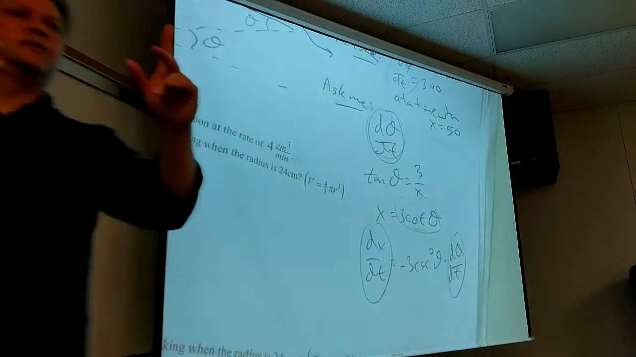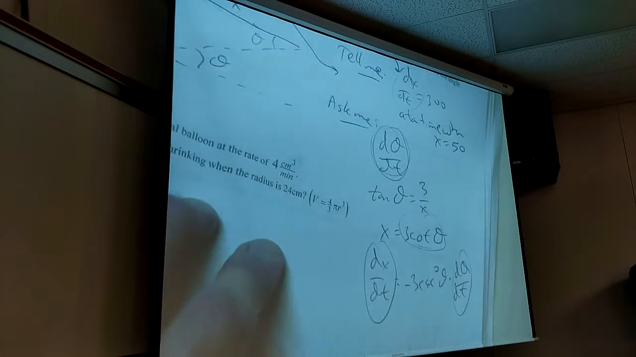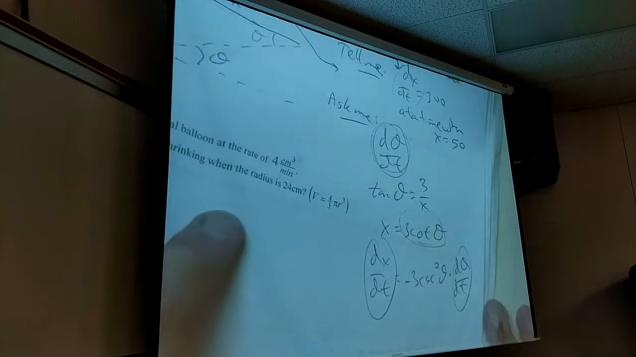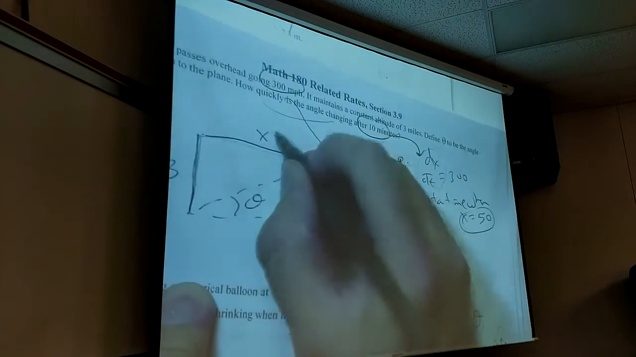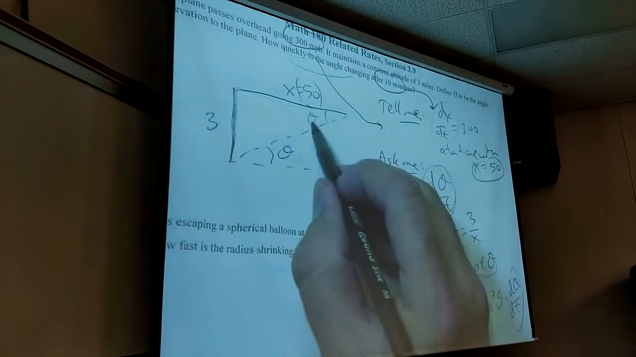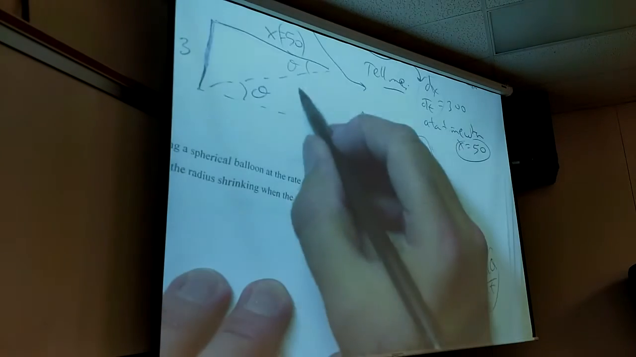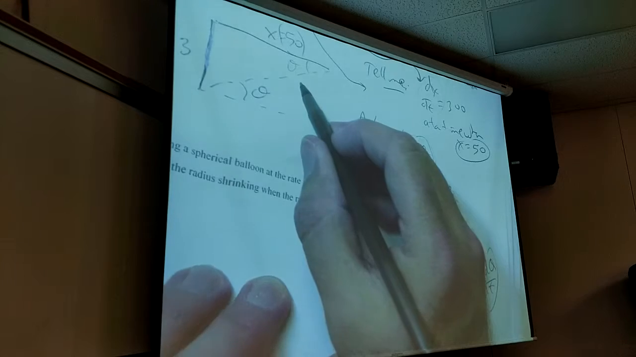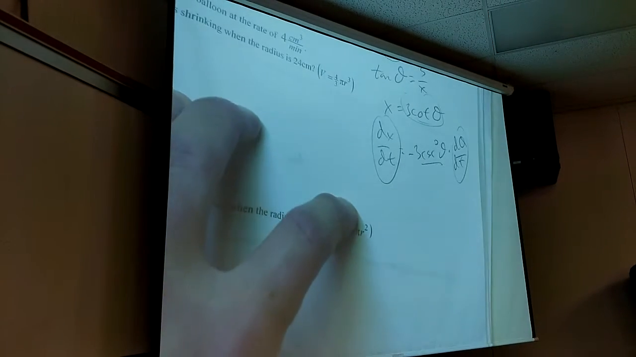At a time when what? What's happening at the time that I'm interested in? What do I know? I know x is 50, don't I? x is 50 at a time. That's the snapshot. So what's theta when x is 50? Can you figure that out? Or even better, let's see if you guys get this. Don't even get theta. That's going to be gross. Get cosecant theta. And you just have to square it.